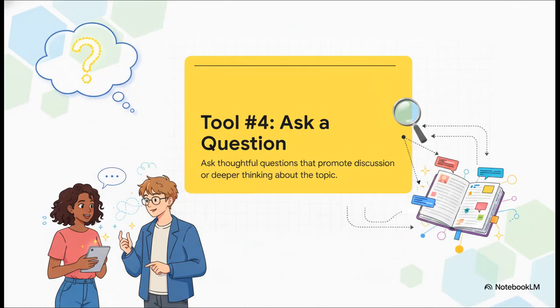And finally, tool number 4, ask a thoughtful question. You've got to remember, learning is a conversation, not a lecture. A fantastic annotation doesn't always have to be an answer. It can be a question that gets your classmates talking or pushes everyone to think about a topic in a brand new way. Sometimes the right question is way more valuable than a simple answer.